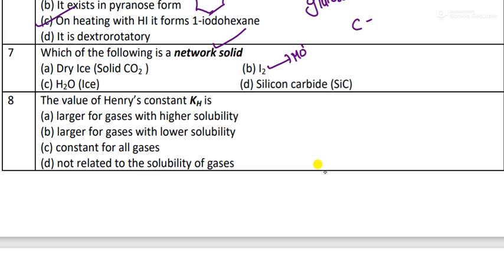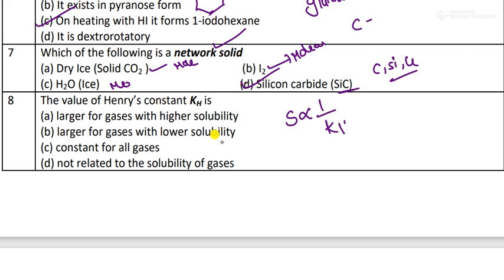Next one is a very good question. Whenever they have given a network solid, always remember it must be from the carbon family; in our syllabus it will follow the carbon family only. What happened? They have given iodine, but it is a molecular solid, so it's not the answer. Carbon dioxide is also a molecular solid. Water is also a molecular solid. Only the remaining option D is left.